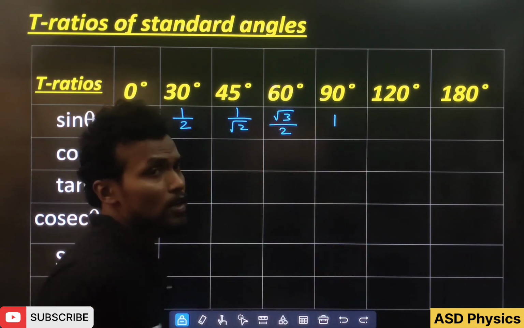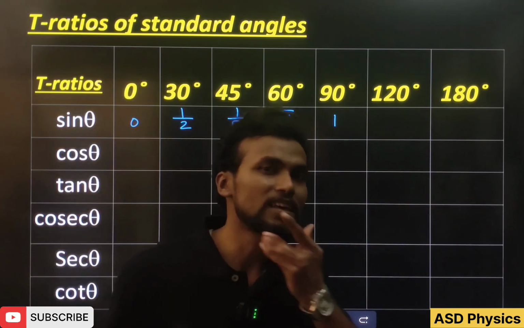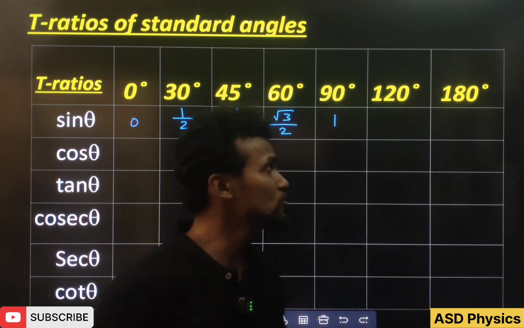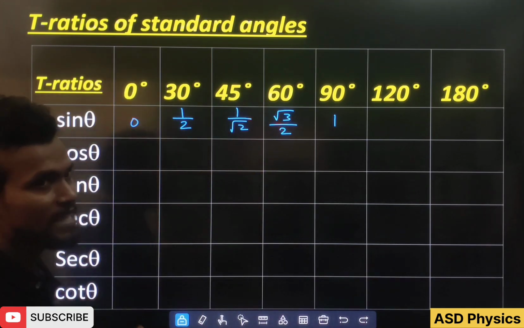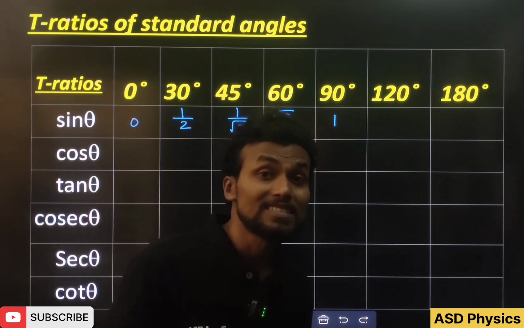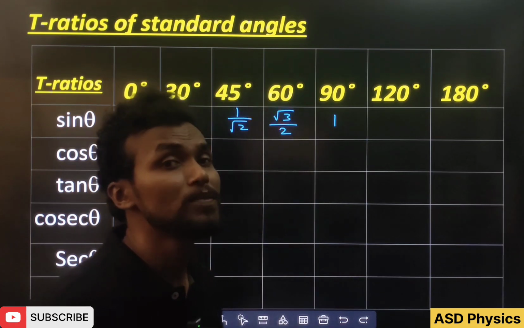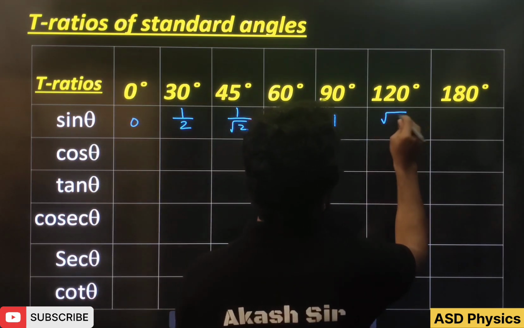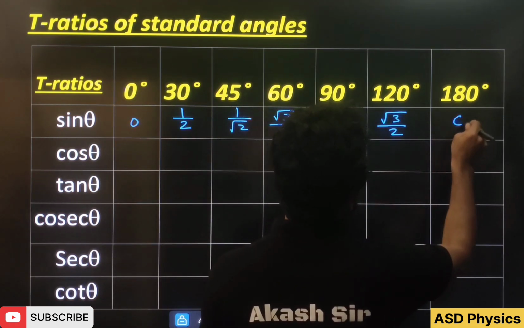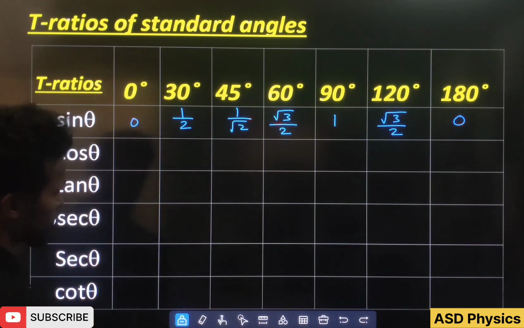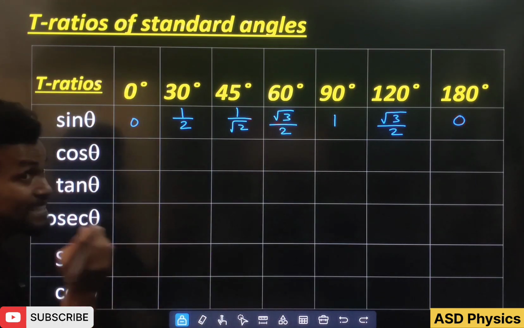Sine 90 is 1. Now sine 120, this formula we can do by the reduction formulas and all that, but later I will teach you. So sine 120 means I can write sine 90 plus 30, and this will become cos 30, which is root 3 by 2. Okay, and sine 180 will become 0. All these values we have to remember. Standard angles we need in physics.